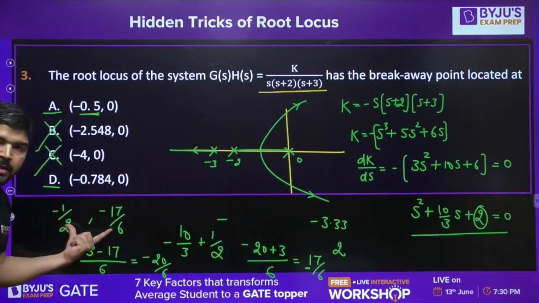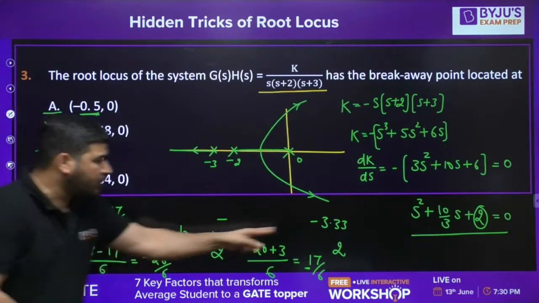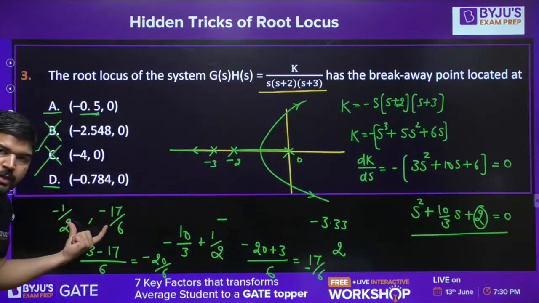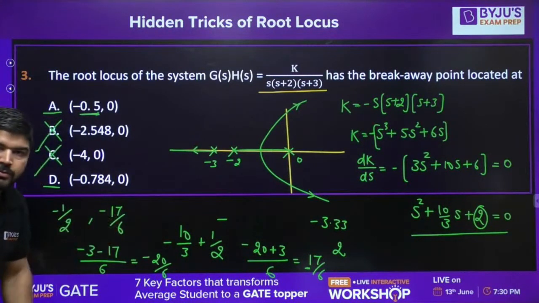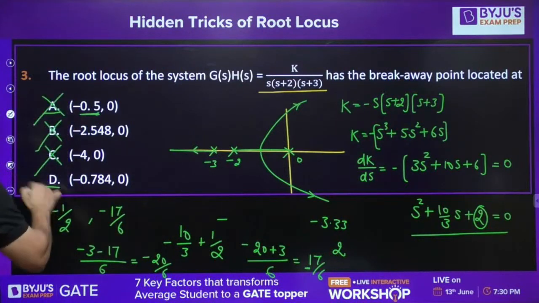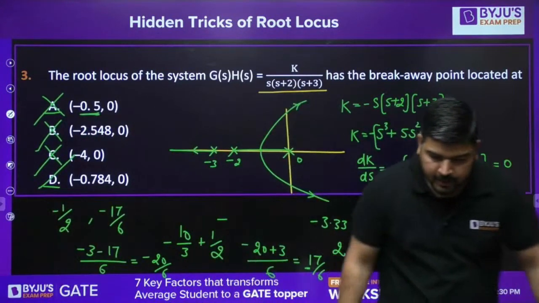Okay? But the product has to be 2. But their product is not 2, you can see that. The product is 17 by 12. It is not 2. It means this cannot be correct. Answer is Delhi. Okay?